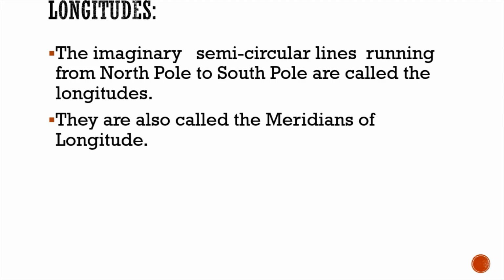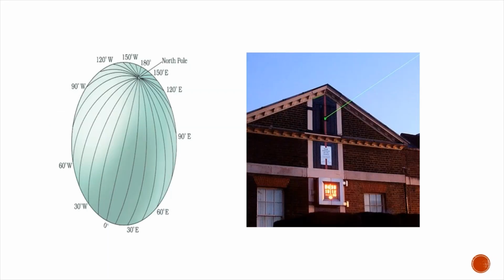Now what are longitudes? The imaginary semicircular lines running from North Pole to South Pole are called longitudes. These longitudes are even called meridians of longitude. Now, if you observe in this picture, clearly we can see that the longitudes are heading from the North Pole towards the South Pole. Here we have this 0 degree. This is called the prime meridian. This is the most important longitude.